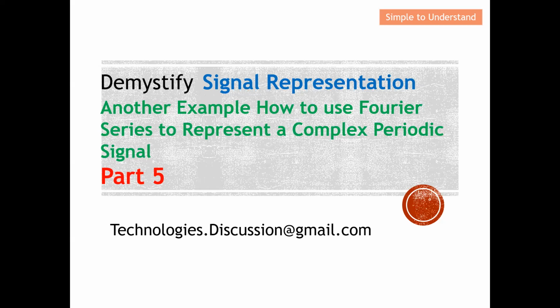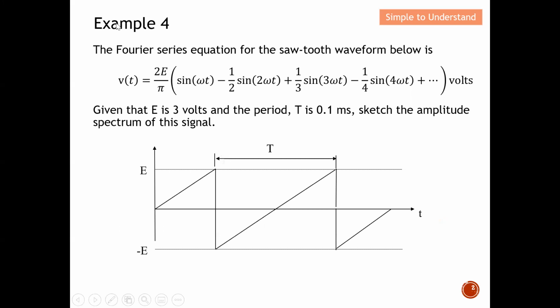Thank you so much. So today we are going to do another example, example 4. The Fourier series equation for the Sawtooth waveform is governed by this equation. We are given that E is equal to 3 volt and the period is 0.1 millisecond. We are tasked to sketch the amplitude spectrum of this signal. Let's see how we can approach this question.